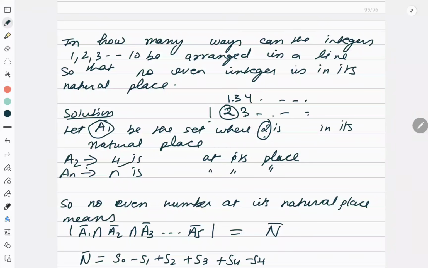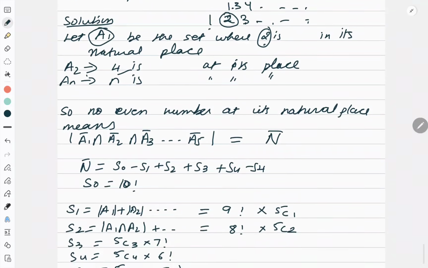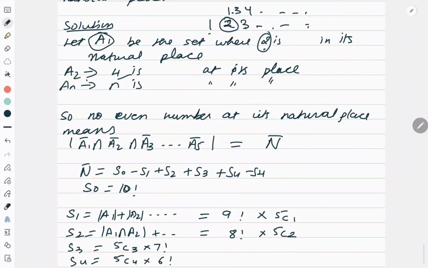A2 is a category where 4 is at its natural place. An is a category where n is at the natural place. Here I have till 10, so A10 basically. Now if I want to say that no even number should come at its natural place, basically I am looking for the n complement, which we have already studied, and the n complement formula is this. Now tell me in how many ways you can arrange 10 numbers? 10 factorial ways. And what is S1? S1 is A1 plus A2 plus A3 plus A4 plus A5.